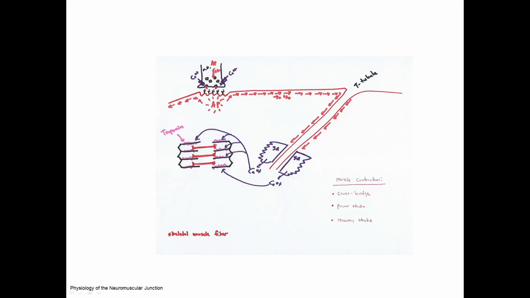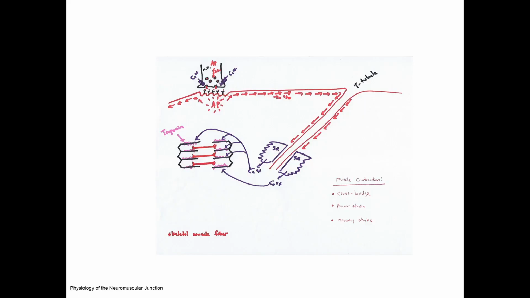Through many quick repeats of the cycle, of cross-bridge, power stroke and recovery stroke, what happens is the myosin heads will walk right down the actin, pulling the actin over the top of itself, and that bare zone eventually disappears. Once it eventually disappears, we are at full contraction.